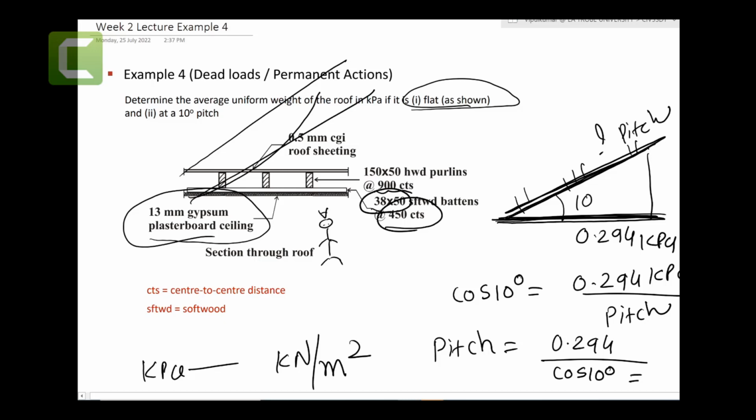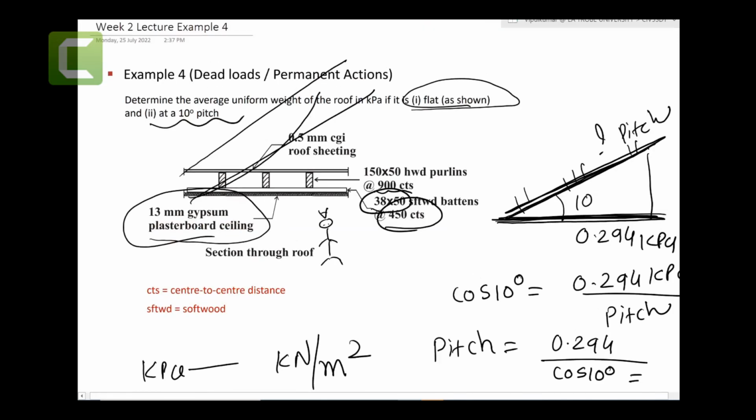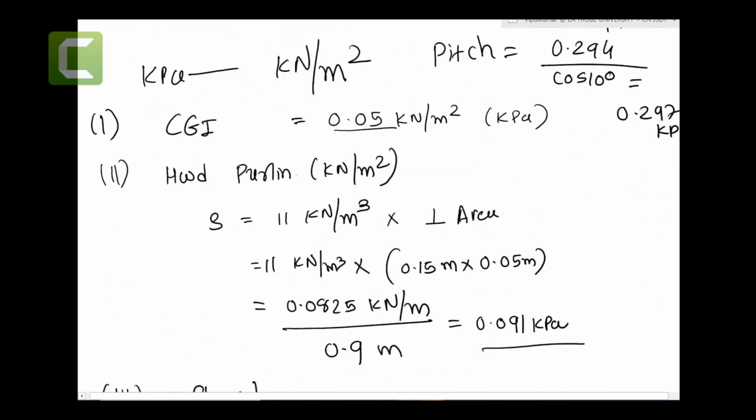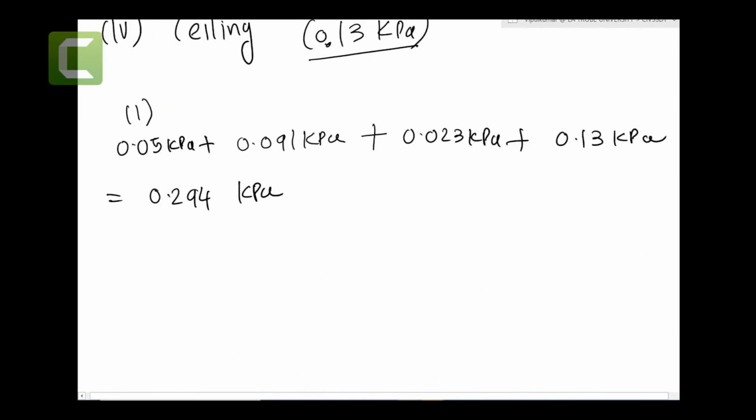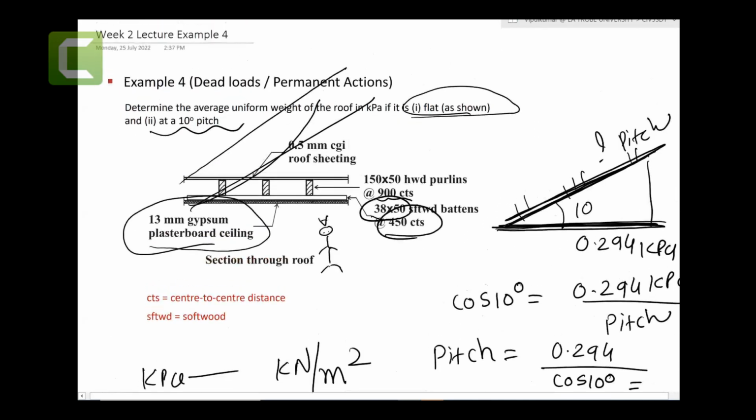You get 0.297 kilopascals. So that is for second answers. I hope it makes sense. Unmute yourself if it is not making sense. I think we covered one more concept here, converting from UDL to pressures. But I think it's clear.